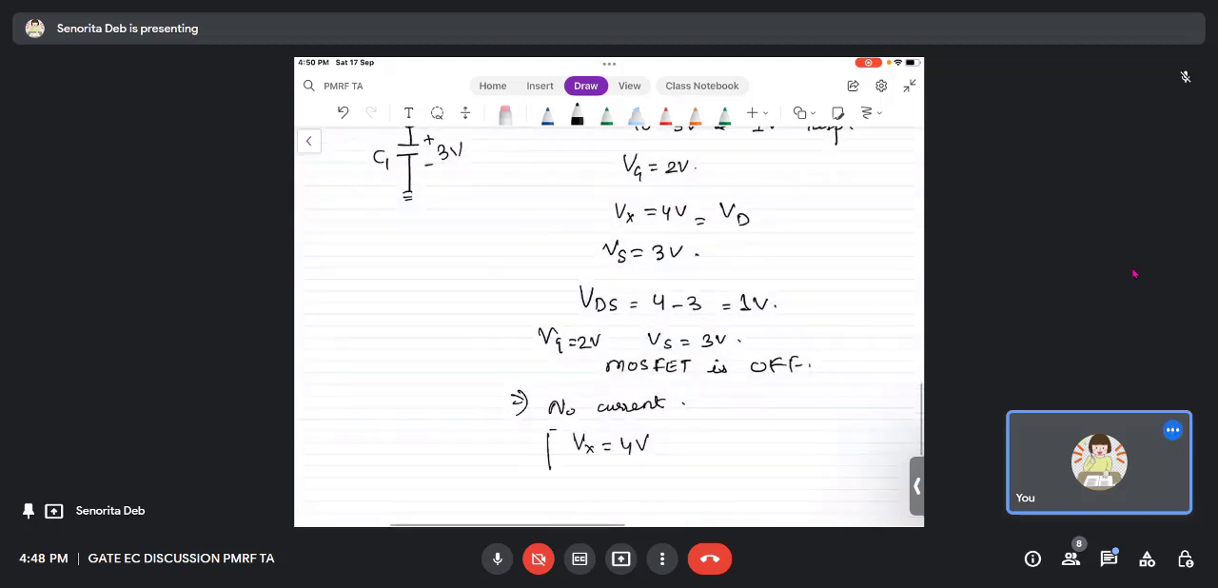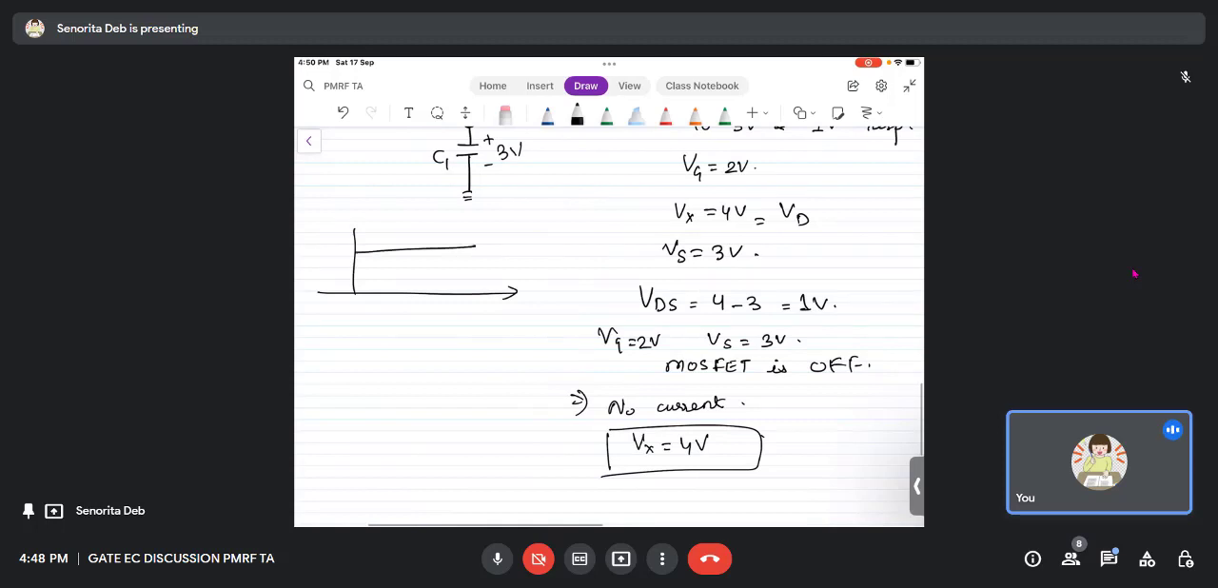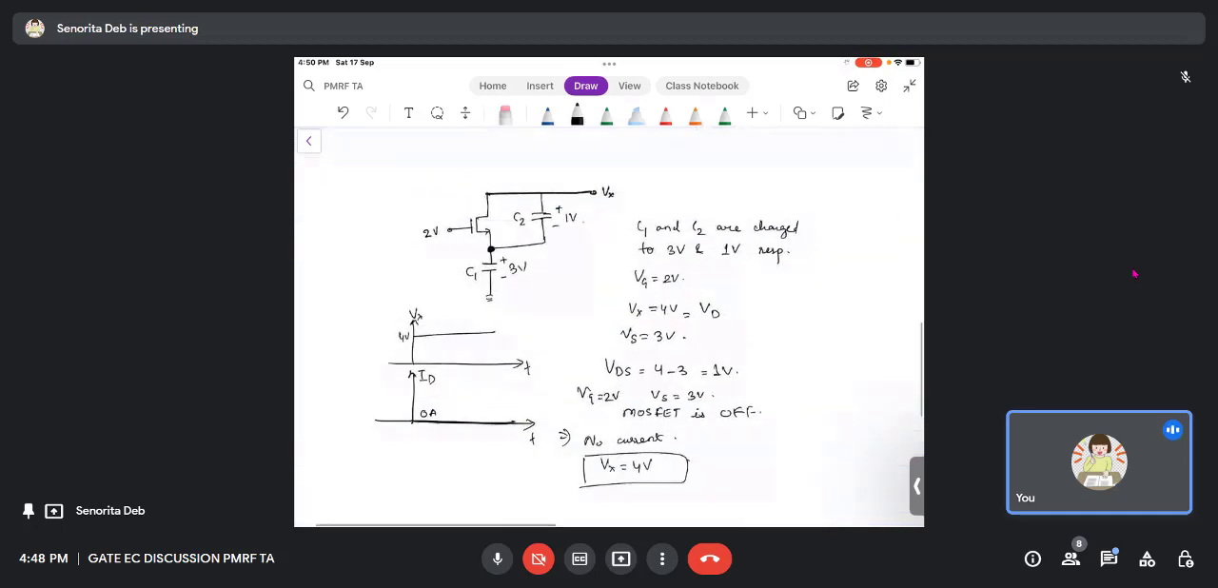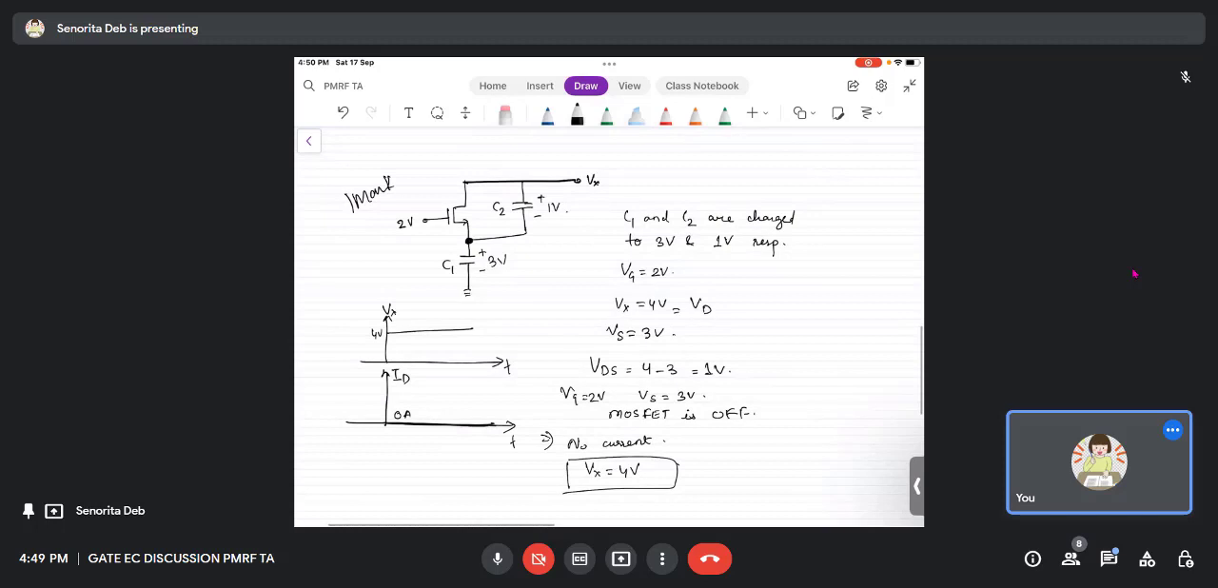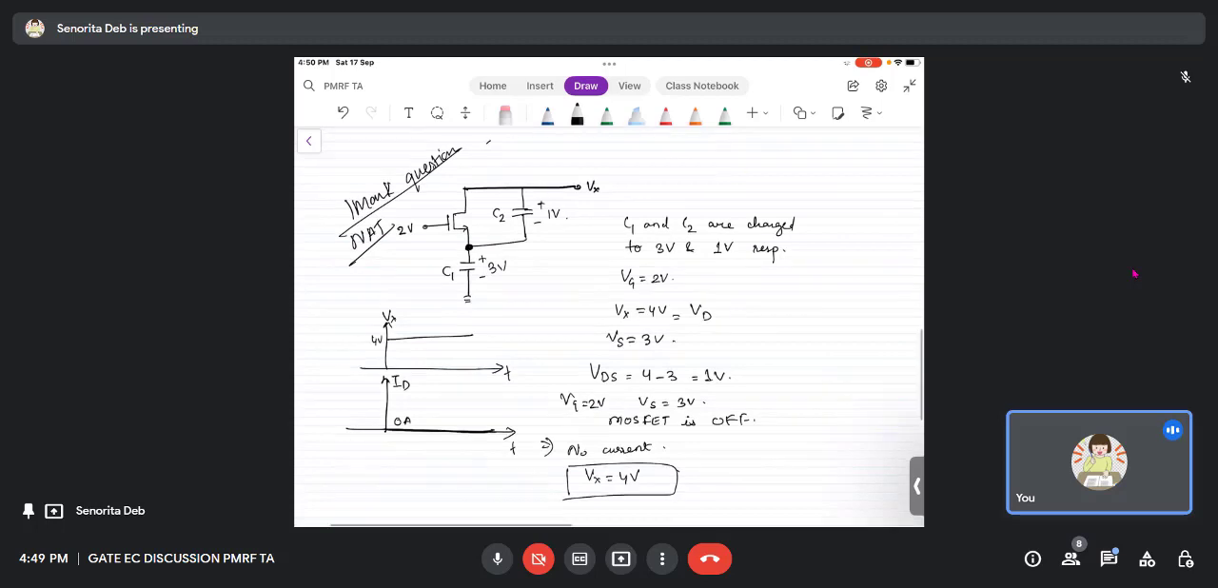That is the answer. This can become a very simple 1 mark question, right? Basically if you see the graph, Vx is constant at 4 volts in ideal condition, taking ideal caps, and ID will always be 0 with respect to time. So this can be a very simple 1 mark numerical answer type question, because it's pretty simple, right? So please take a note of this.